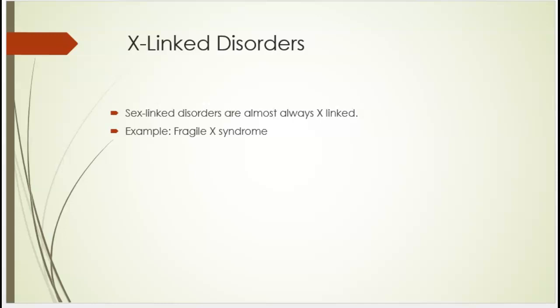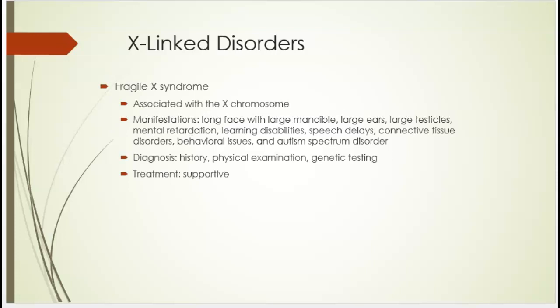And one of the examples we're going to give you is Fragile X syndrome. We're going to give you a couple actually. Okay, so Fragile X syndrome is associated obviously with the X chromosome. This can present as a long face, a large mandible. This is in males. Okay, large ears, large testicles, mental retardation, learning disabilities, speech delays, etc. Usually this will be recognized with a history and a physical exam, and you could go further and get genetic testing. There is not a cure for this.